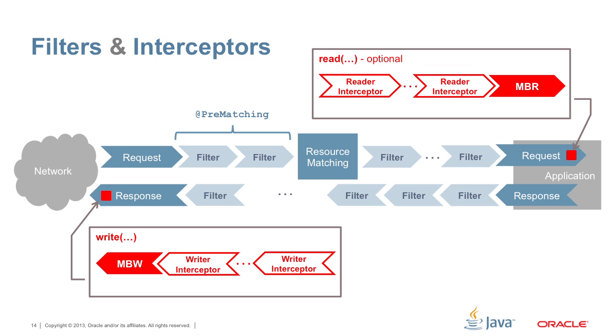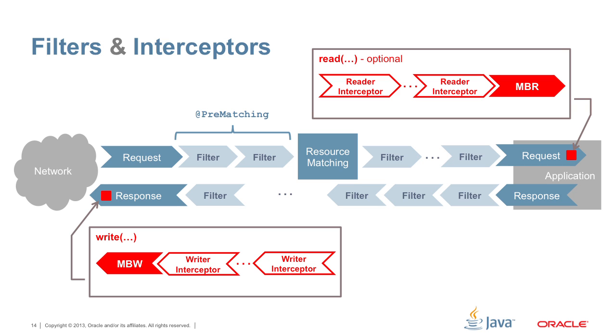So now we look at the same, but from the point of view of the server. It's a little bit more complicated in this case because we have an additional kind of filter that is specific to the server, and those are the so-called pre-matching filters. So whenever a request is received from the network, we're going to go through the pre-matching filter chain before we do resource matching and before we continue with the normal processing of that particular request. The idea behind pre-matching is that the resource matching process is the process by which we match a particular request to a resource method in one of our classes.